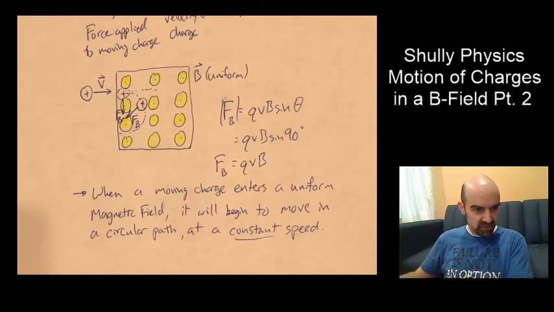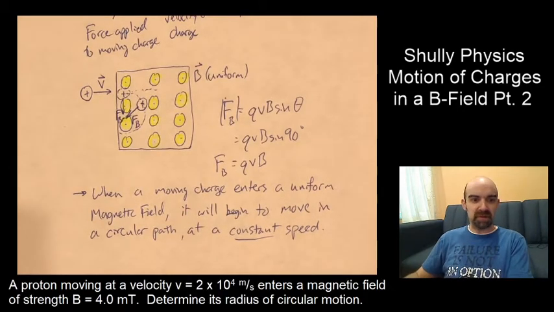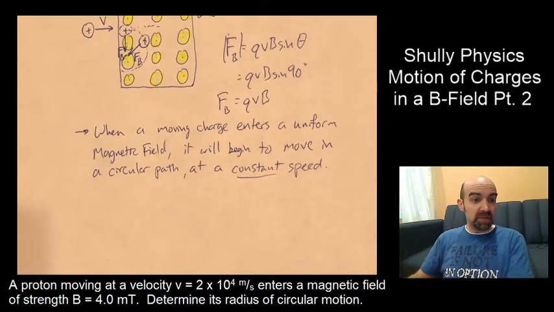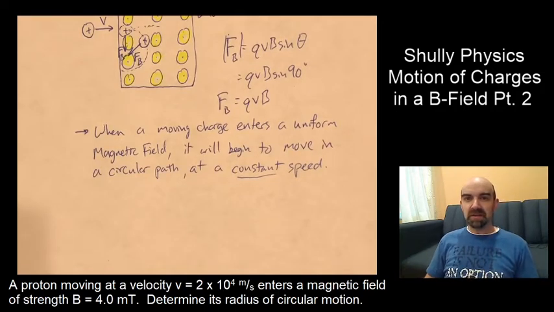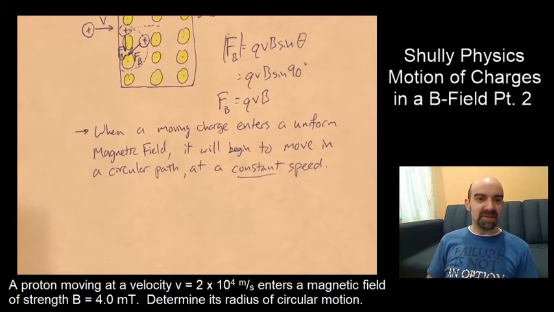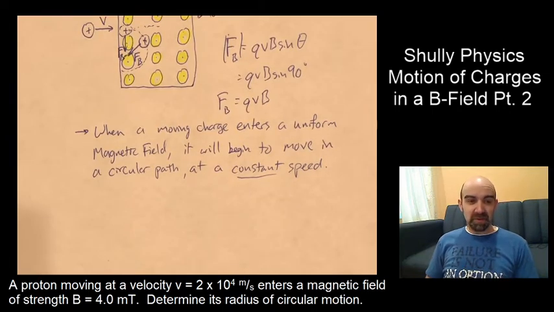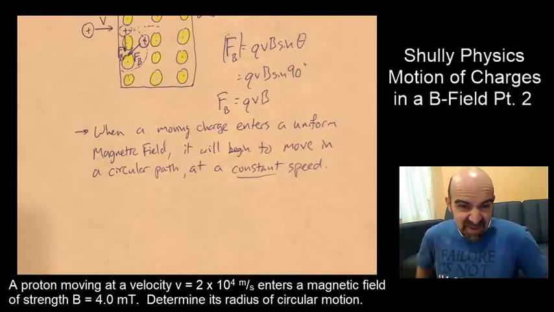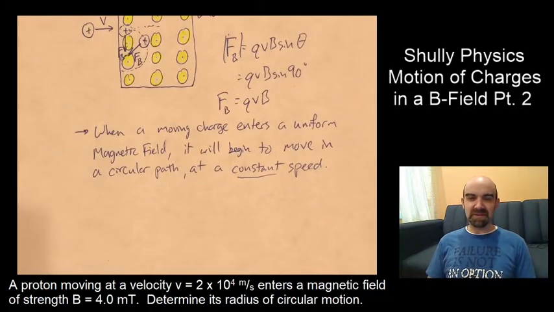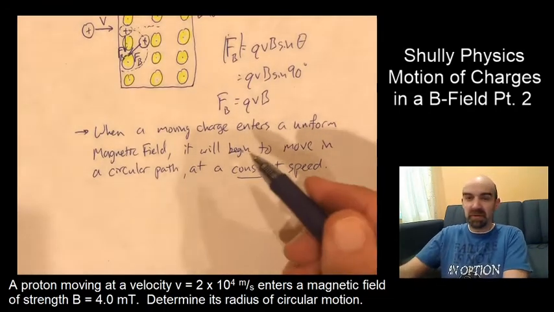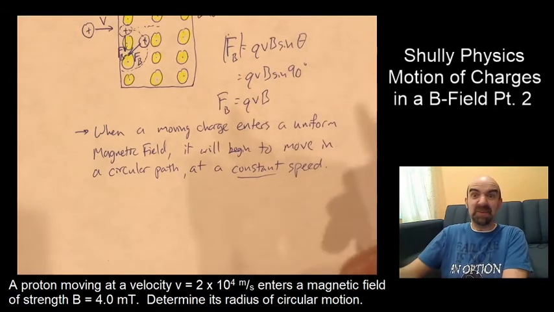So I have, for us to look at, a problem there. Let's try it out. A proton moving at a velocity of 2 times 10 to the 4 meters per second. It's 20,000 meters per second, or 20 kilometers per second. That's not incredibly fast for a proton, but it is fast. It's actually really fast for any bit of matter. So in a particle accelerator, yeah, that's fast. But it's in a magnetic field of strength 4 milliteslas. Now that might be small for a particle accelerator. I don't know. I don't do that kind of study.